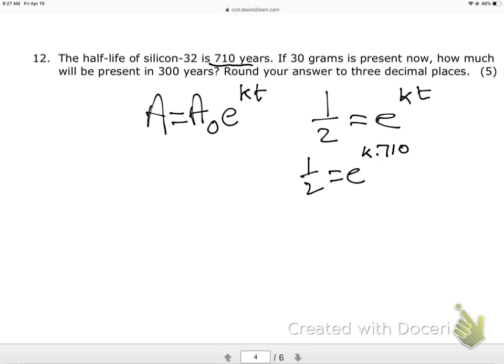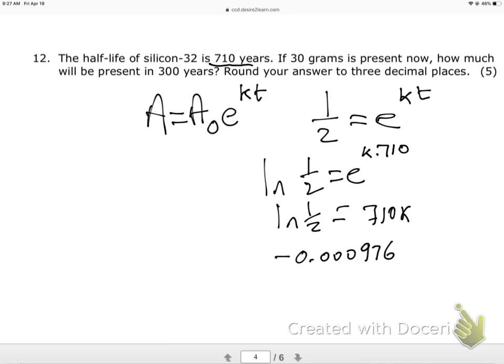I'm now going to natural log both sides. Remember this? Natural log both sides, because this will just give you 710k on the right-hand side. So let's take a look at this. We have the natural log of 0.5, divided by 710, equals negative 0.000976. It's going to be a very small number because it takes a long time to decay by half. So we have this as the growth rate k. That's what k equals up here.